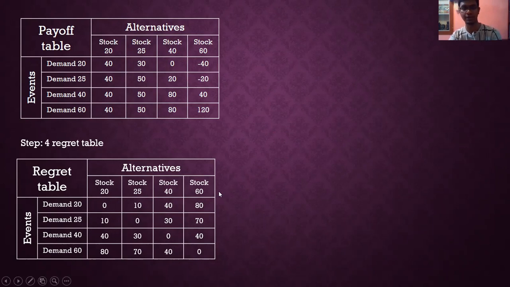So after getting a regret table, we are going to find out the EOL table. So how to find the EOL table? To find the EOL table, we have to take again the help of the regret table. So it's a link between each table. First we have to make a payoff table. Then after making a payoff table, we have to make a regret table, and to find the regret table, again we have to look into the payoff table. Then again to find out the EOL table, we have to again take the help of the regret table. So it's a link between each table.